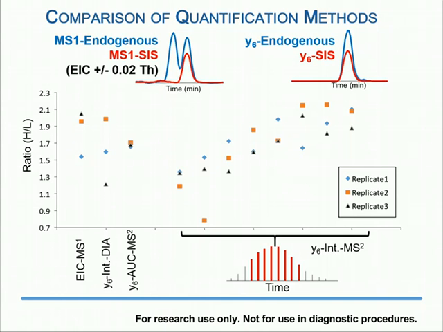One was, what's the reproducibility and effectiveness of measuring the extracted ion chromatograms for the quantity of those peptides, and you can see there's quite a distribution from heavy to light ratio of 1.5 up to almost 2. When we look at the Y6 intensity, just the peak height by data-independent analysis, we see even more variability. And when we integrate the area under the curve using the targeted MS2, we get very consistent measurement here, and all the values are about 1.65, 1.7.